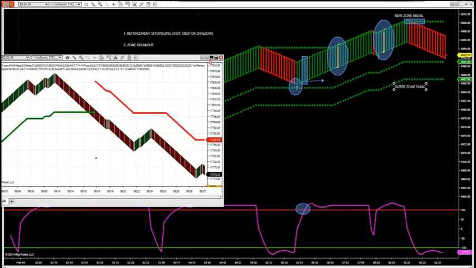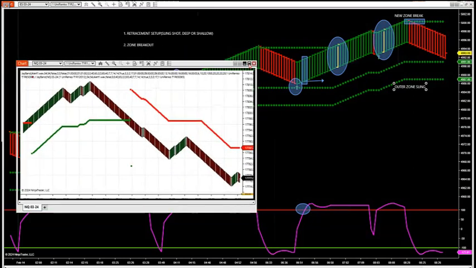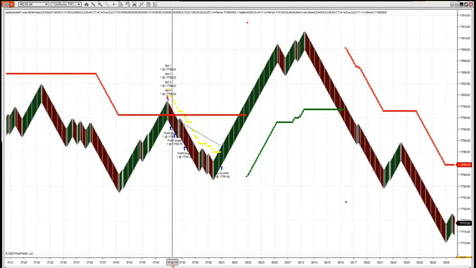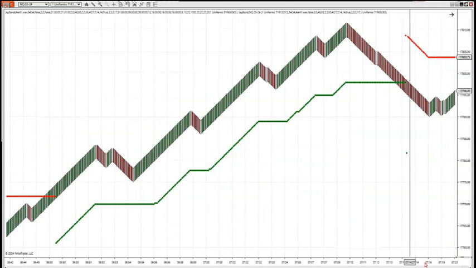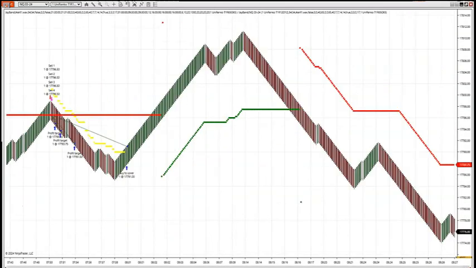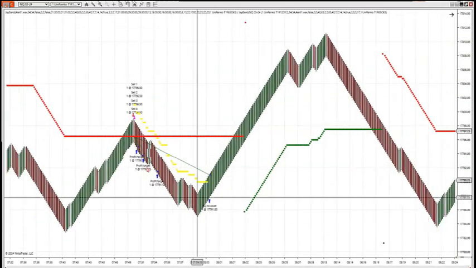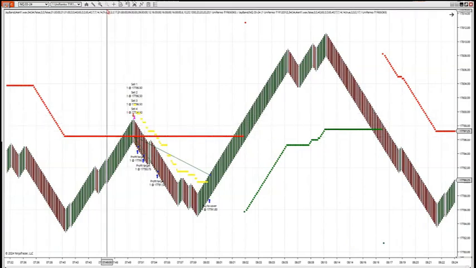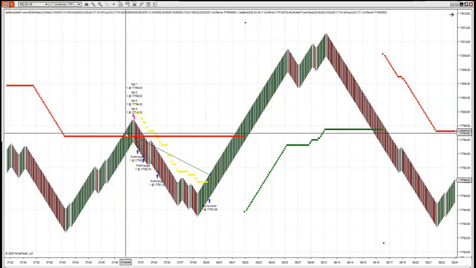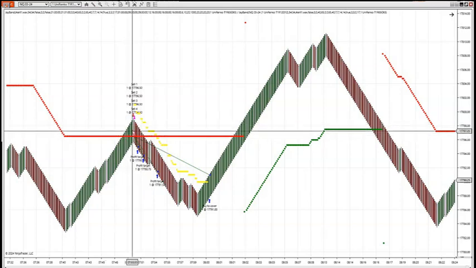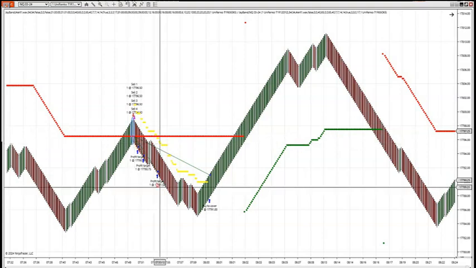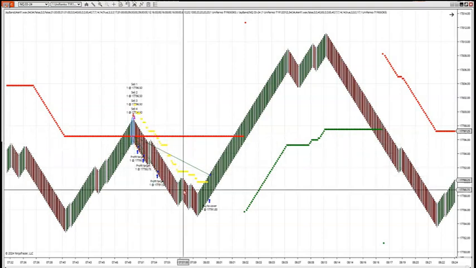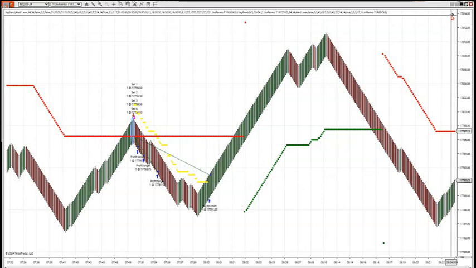So what you want to do is get to this outer zone right here. Get to the outer zone. Close by one candle, and then it's got to close back inside. This candle right here, close back inside. And that will produce an outer zone trade.